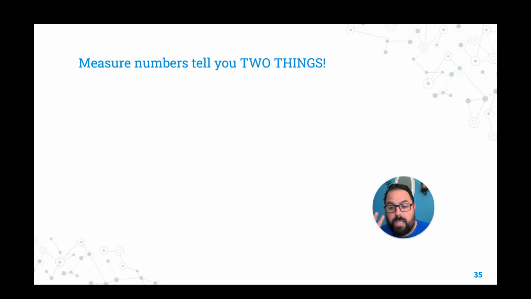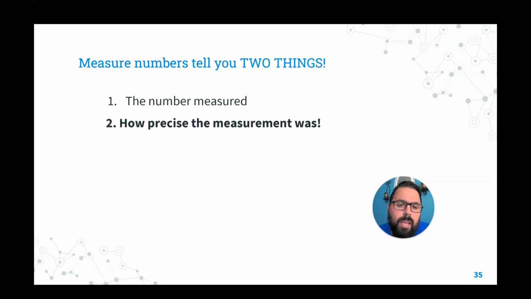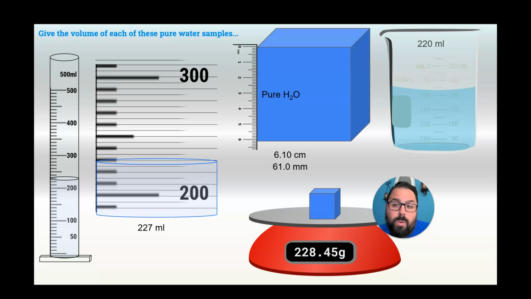Measured numbers can tell you two things from any number given. It tells you the number measured, right? So if we say 3 centimeters, you measured 3 units of scale in length. It also tells you how precise the measurement was. So was it 3 centimeters or was it 3.00 centimeters?